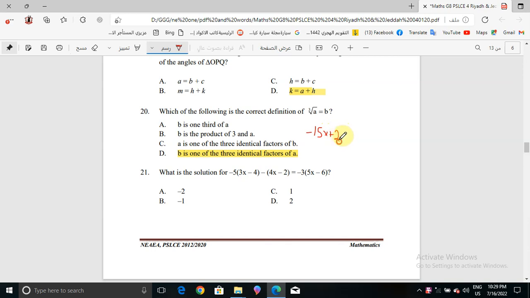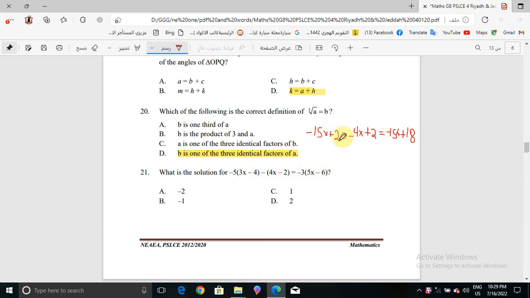Plus 20 minus 4x plus 2, which is equal to negative 15x plus 18. This is after removing the brackets.